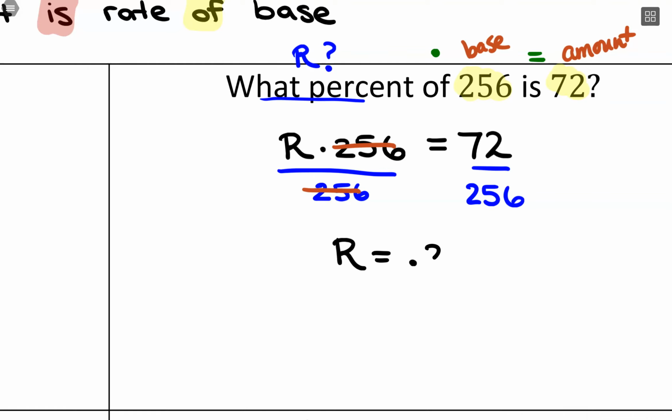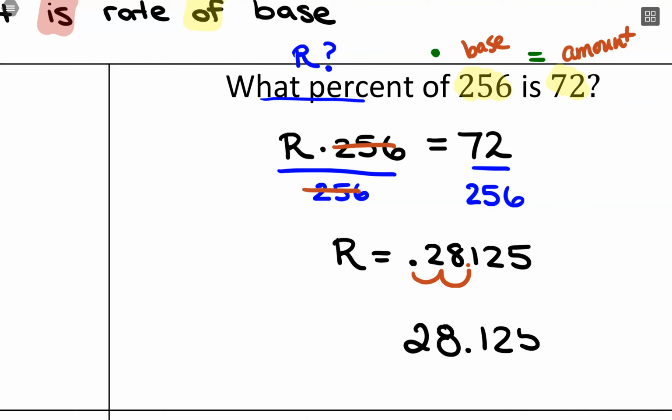Let's go with 0.28125. I'm going to move that decimal over 2 spots so I can change it to a percentage, so 28.125% for our solution there.